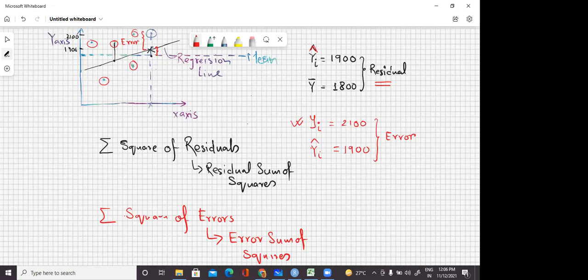Then we calculate two things. One is called the residual sum of squares. One is called the error sum of squares. What is residual sum of squares? These residuals, the difference between the predicted value, that is the point on the regression line, and the mean, is called the residual. For each actual point, if we calculate those differences and square them, and then add them, this summation sign shows we are adding those squares. That output is called the residual sum of squares.